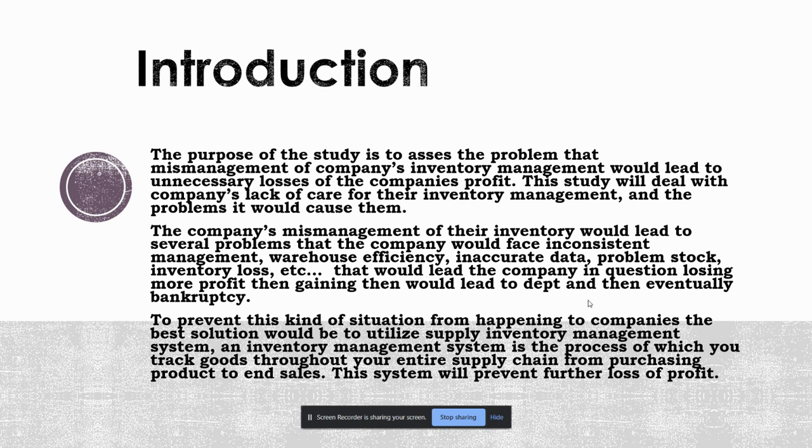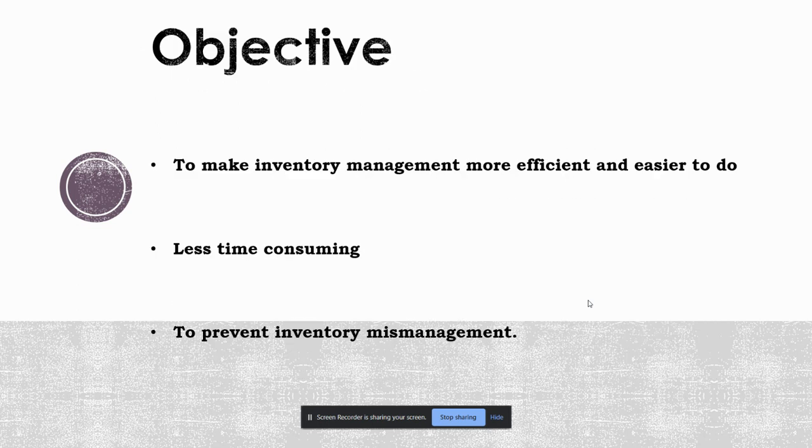To prevent this kind of situation from happening to companies, the best solution would be to utilize a supply inventory management system. An inventory management system is a process by which you track goods throughout your entire supply chain, from purchasing products to end sales. This system will prevent further loss of profit. Objectives: to make inventory management more efficient and easier to do, less time consuming, and to prevent inventory mismanagement.